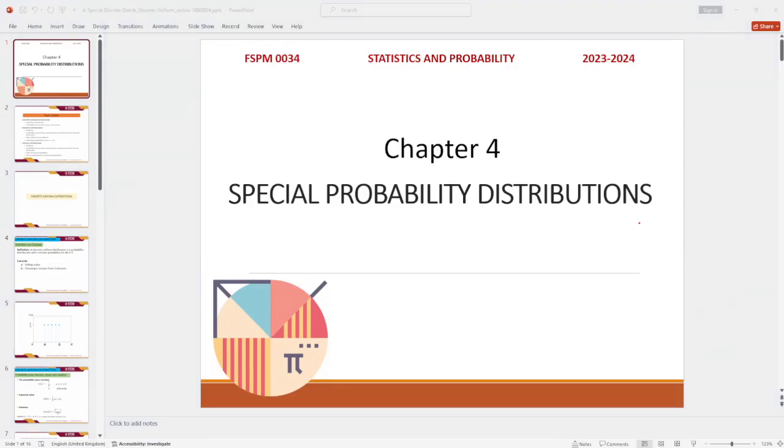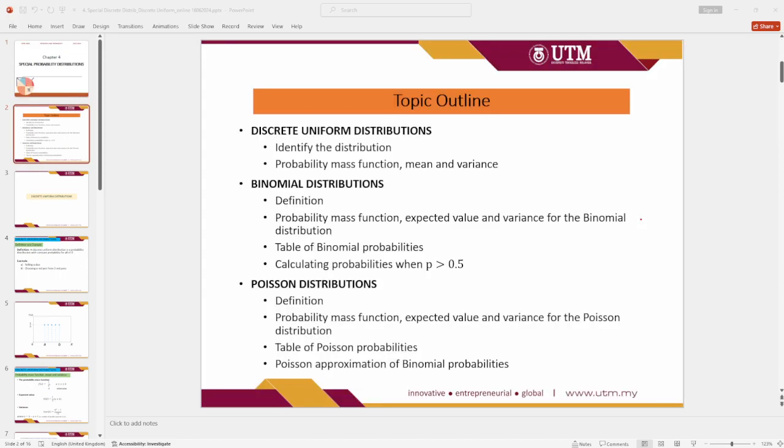Hello everyone. So for today we'll continue with a new chapter, chapter 4. In chapter 3 we already talked about the probability distribution consisting of discrete random variable and also continuous random variable. Here we will see some specific cases, so we call it special probability distributions. In this chapter we'll take a look at 3 different distributions.